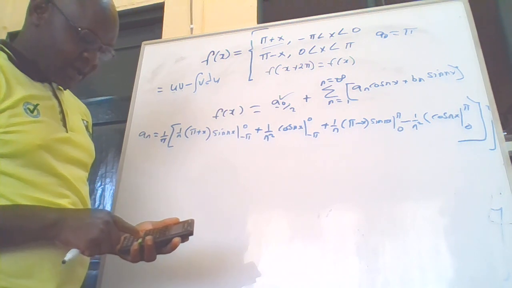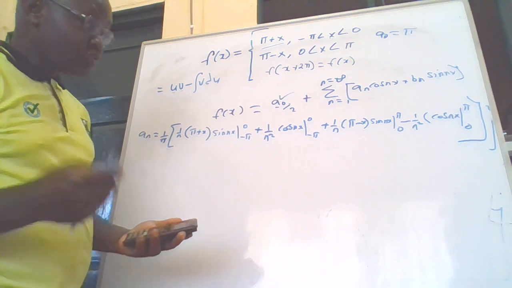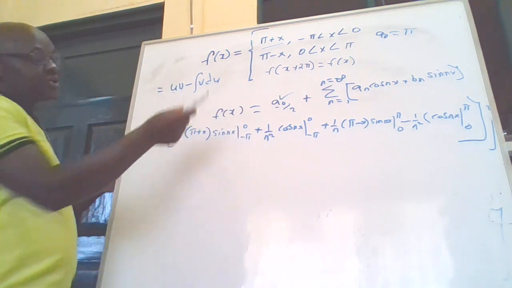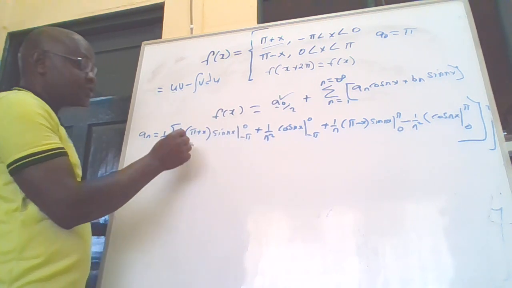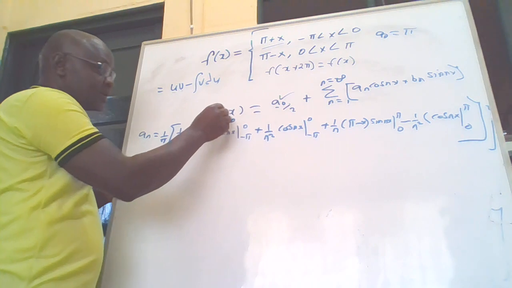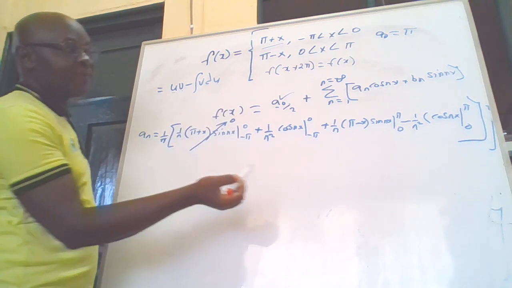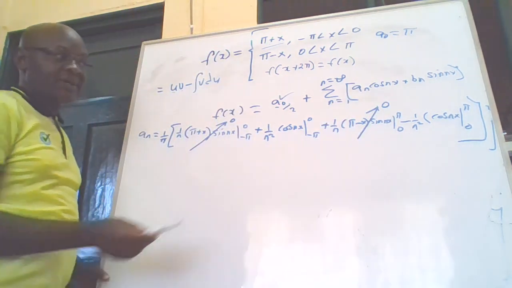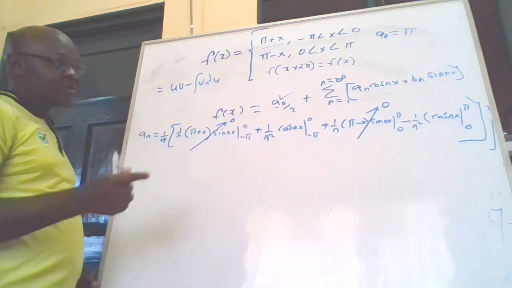You can confirm that with your calculator. Sine 180 will be 0. So whichever, when you substitute with the upper limit 0, then minus the lower limit pi, you realize that because of this sign, this will be 0, and again that will be 0. Where there is sine nx, it will be 0 at the end of the day when you substitute.